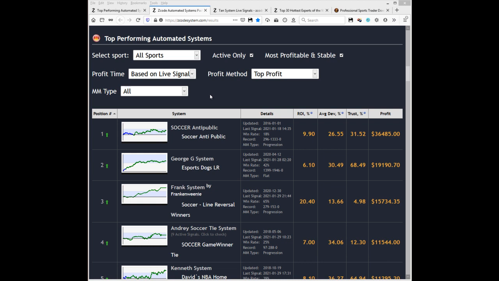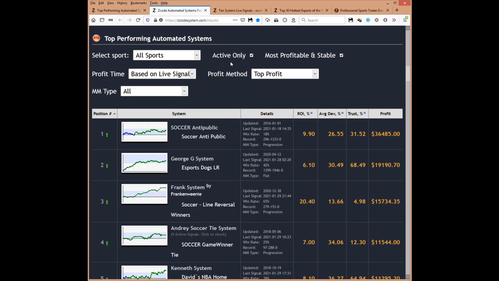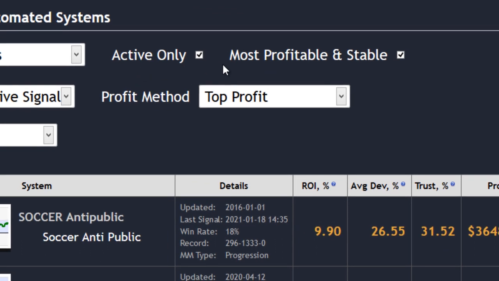You can filter the available systems according to the sports you prefer. So take a look at this exhaustive list of sports you can choose from. Then you can further filter the list of top systems by restricting them to the current active ones only, or the most profitable and stable systems. Or you could even combine the two conditions to be highly selective, which is what it is by default. We leave these options up to you because what you choose to go with will depend on your personal betting style, as well as your risk appetite.